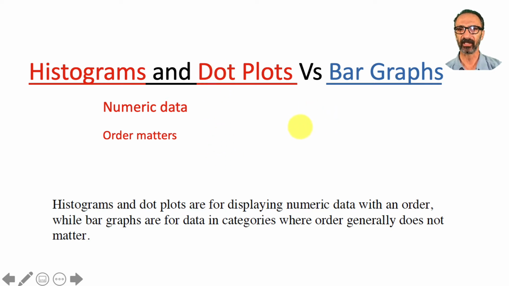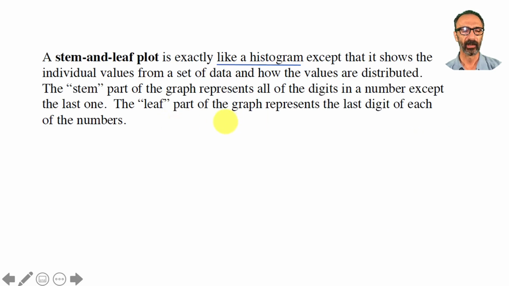If you have, let's say, 3 students who say we have 2 bits, you just go on top of the number 2 and you make 3 dots. I think that's clear. Let's go to the bar graphs. They are categories, titles like sports and colors. Order usually or generally does not matter. Okay, let's move on. Stem and leaf plots are like histograms.